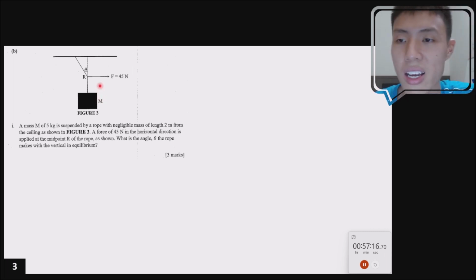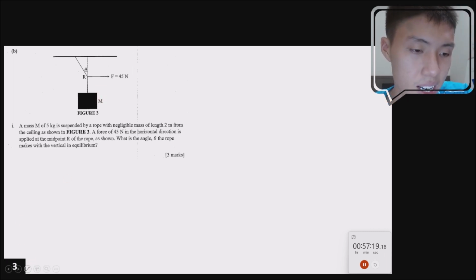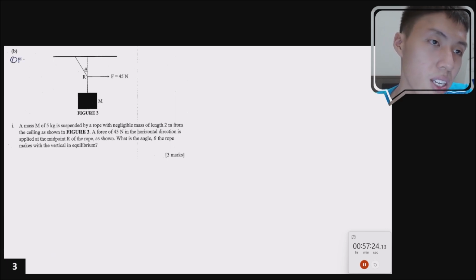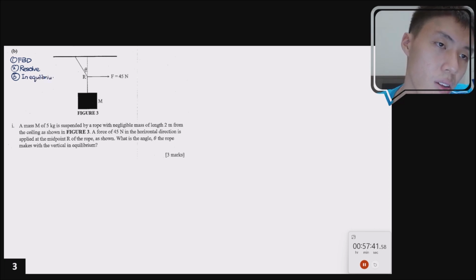But before I do anything, we will follow the same 5 steps that I discussed in class usually. Let's go through the steps. The first step will be to sketch the FBD. Then after you sketch your FBD, you resolve your FBD so that everything is on the x and y axis. Your third step will be to check whether the system is in equilibrium or not. If yes, in equilibrium, then you use sum of F equals 0. If it's not in equilibrium, then you use sum of F equals ma.